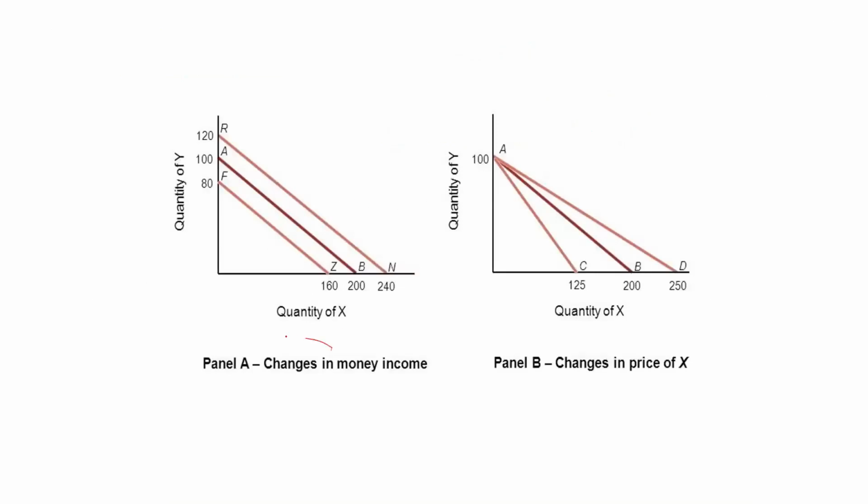When there is a change in income, first of all your original budget line was this. When income changes, it just moves upward. Your budget line can move upward, and the only reason is you are able to purchase more and more units of both the commodities.